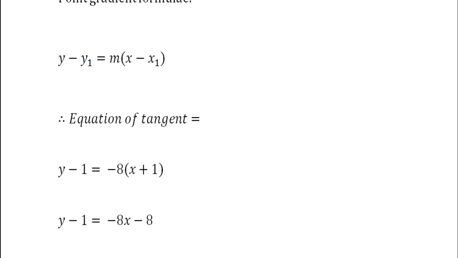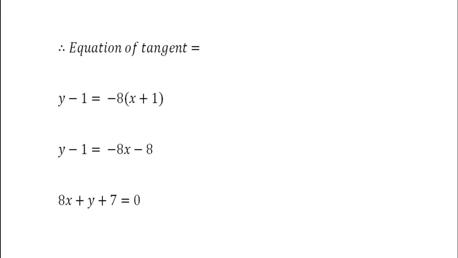And then multiplying that out, we have y minus 1 equals minus 8x minus 8, and therefore the equation of the tangent at that point is 8x plus y plus 7 equals 0.